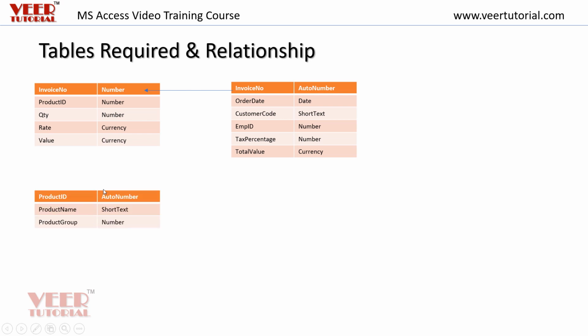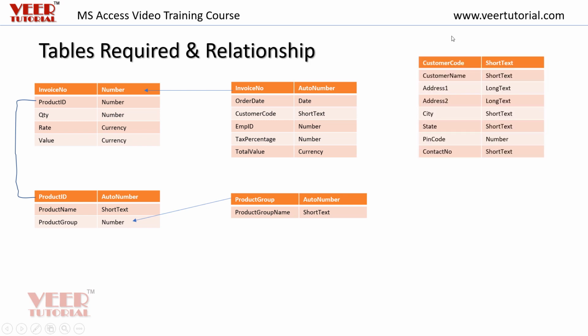The third table would be the product detail, in which we will store the product related details. Product ID would be the primary key. We will create the relationship between the invoice detail table and the product table using the product ID. We will create the relationship between these two tables using the product group. We need a customer table also, in which we will create the relationship using the customer code.